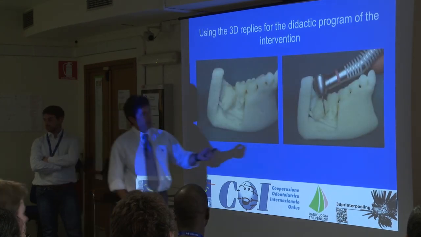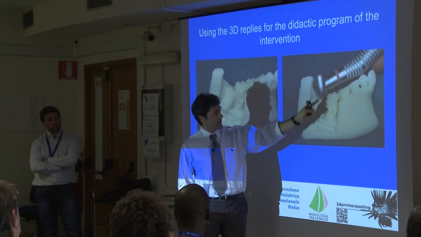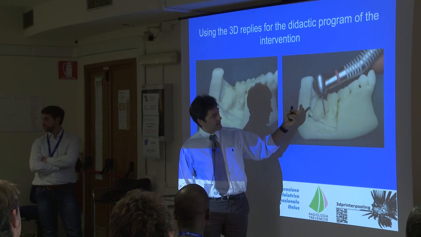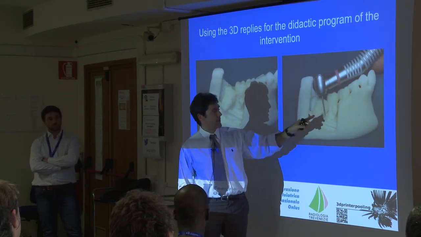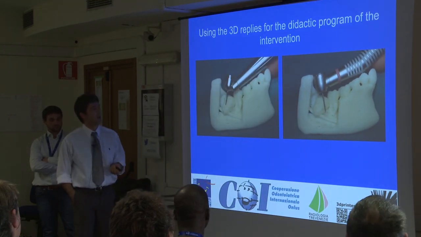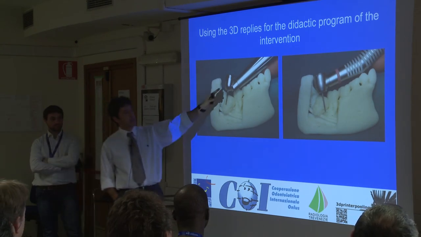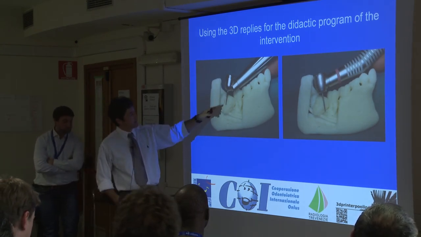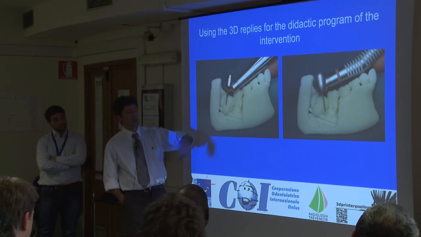I can decide to cut the tooth here and remove this little piece, and then move the tooth toward the seven, toward the other teeth, and not in the wrong direction. Or I decide to use this and to cut the two roots and separate them, and to move this one first and then the other one.